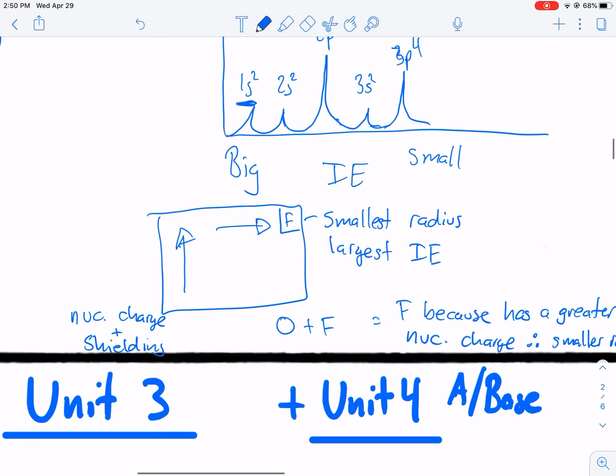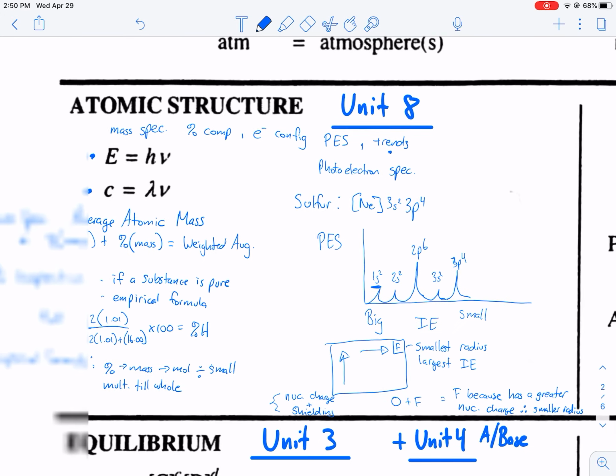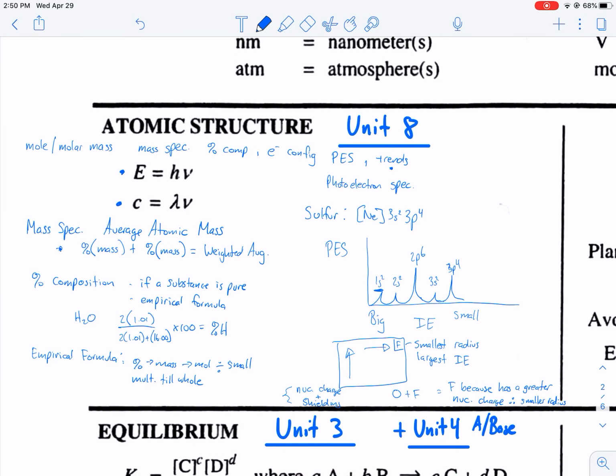So when we're talking radius, we want to talk about these things here. And when we're talking about things like ionization energy or electronegativity, then we should be talking about Coulomb's law. Remember good old Coulomb. So this has been a quick review of topic number 1, our unit 8, atomic structure and periodicity.